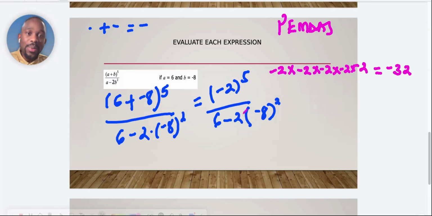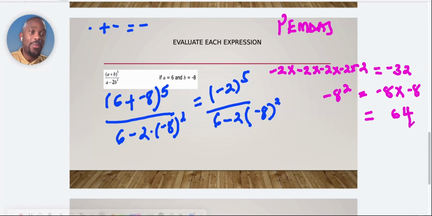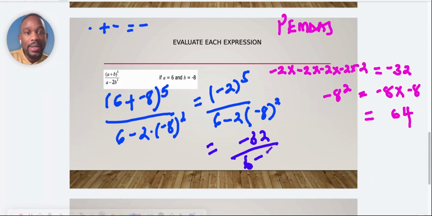What about these parentheses down here? So if you're having a -8 squared, this is the same as -8 times -8, and this will give you a positive 64. So let's rewrite this expression, and substitute in for what we've got. So this is the same as, remember that numerator turned into a -32, right? And the denominator is 6 minus 2 times 64.